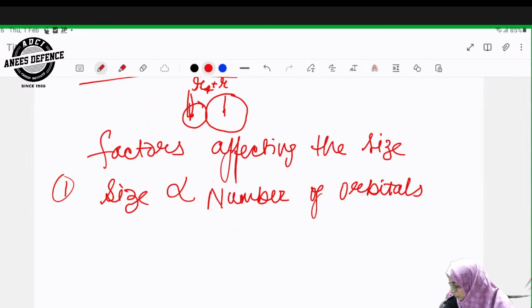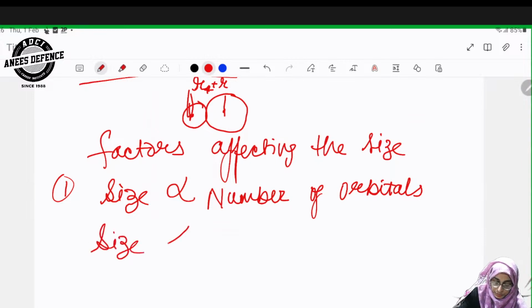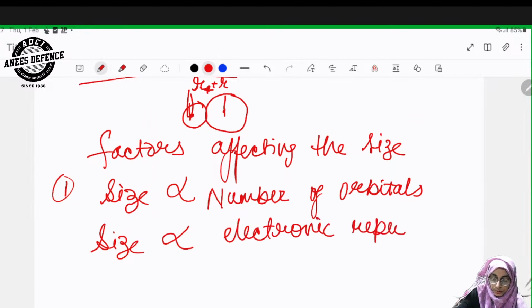Size is inversely proportional to the bond order or multiplicity. Size is directly proportional to the number of inner shell electrons. Same way, size is proportional to the electronic repulsion. You can say this one also. Size is directly proportional to the electronic repulsion. Okay, let me explain this.